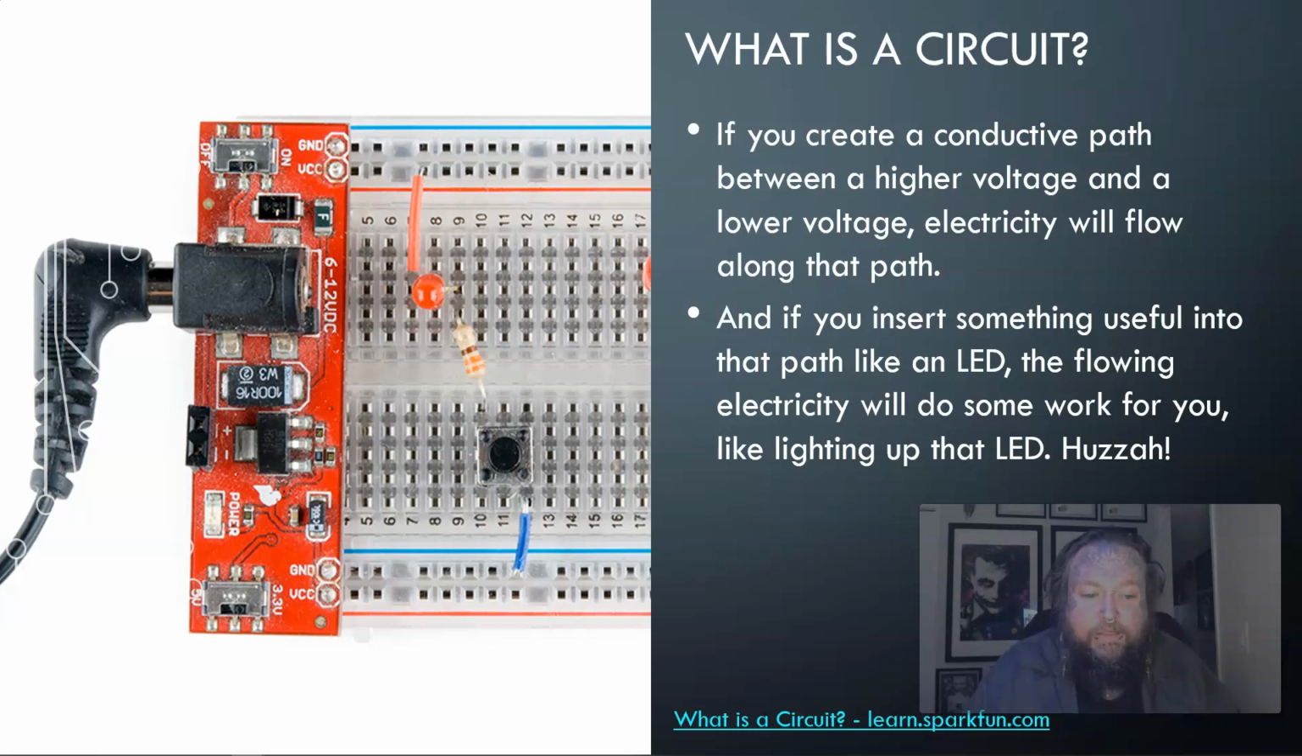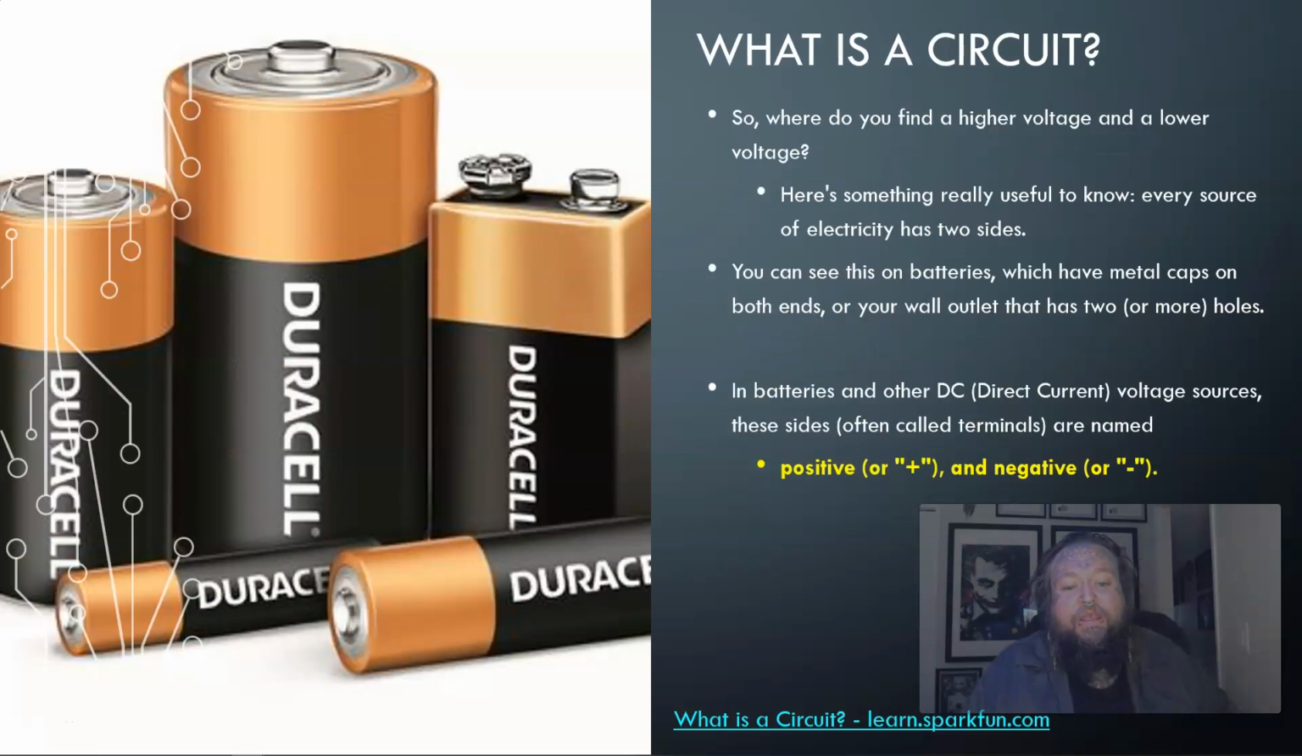So the question now is, how do you know when you're connecting to a power source which is the higher and lower side? How do I know how to connect everything together? Where do you find that higher voltage and lower voltage? Every source of electricity has two sides. You can see these on batteries, which have metal caps on both ends, the positive and negative ends. 9-volt batteries have different connectors.